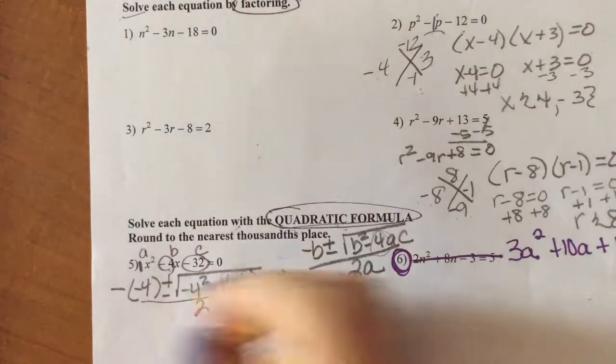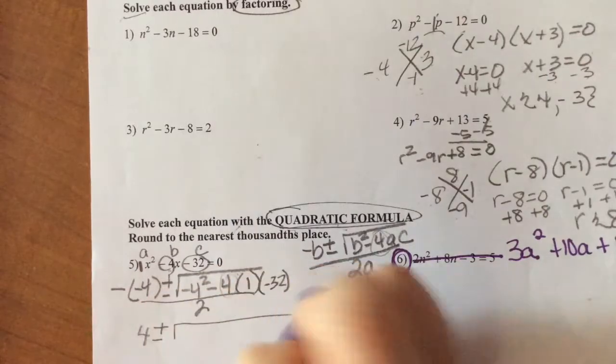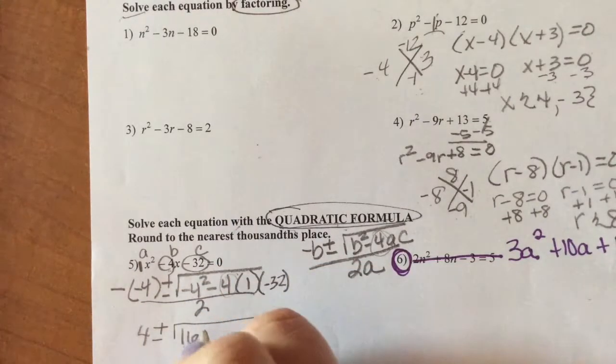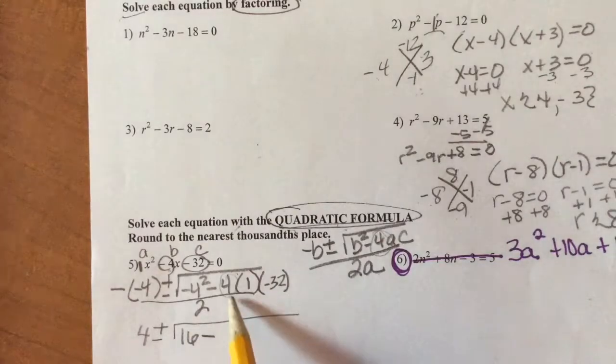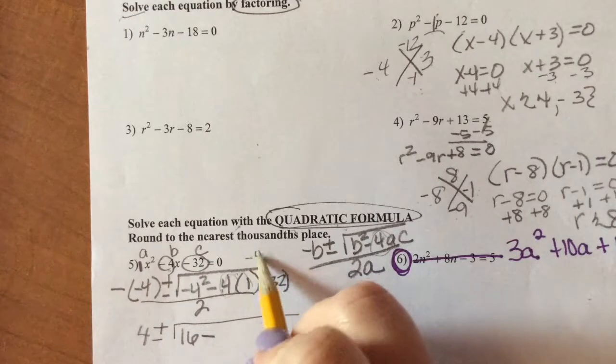Then start figuring. So negative negative 4 makes it 4. Keep your plus or minus. This is -4 squared, which makes a positive 16. I'm going to put a minus sign, but I'm going to go multiplying. So -4 times a 1 makes it a -4.